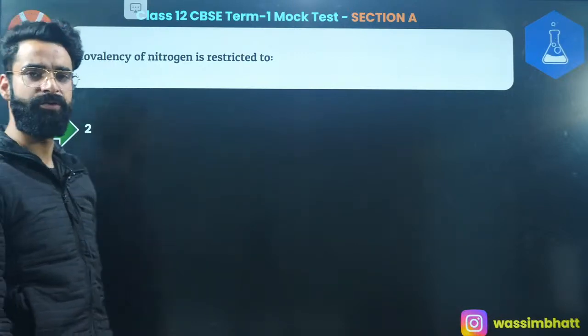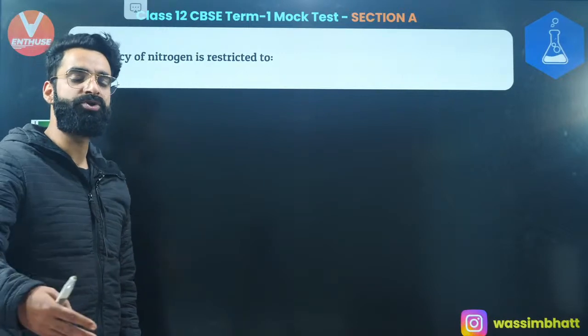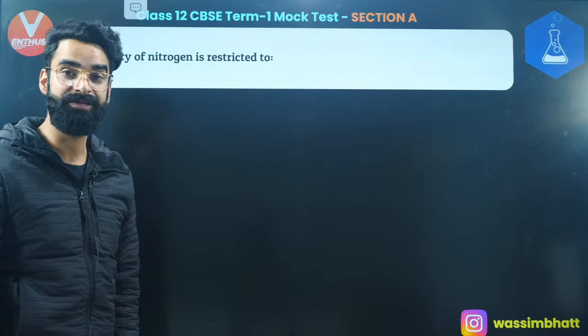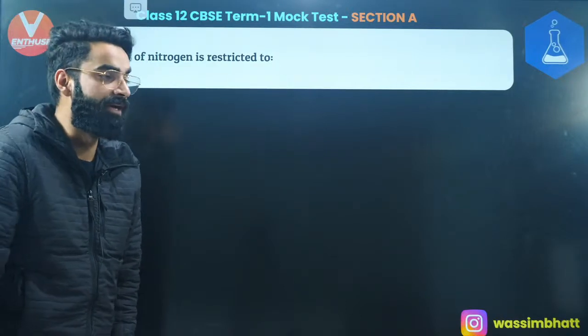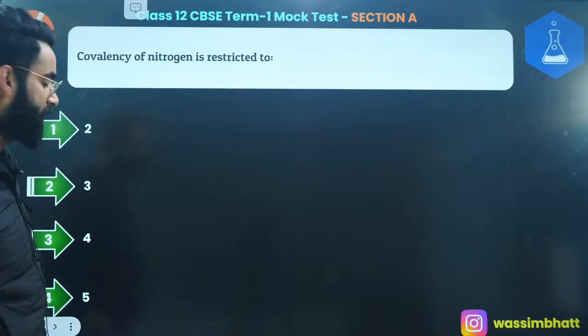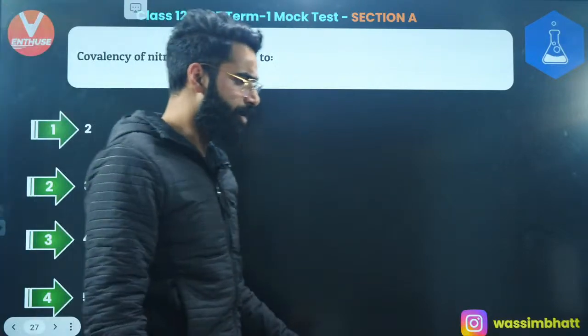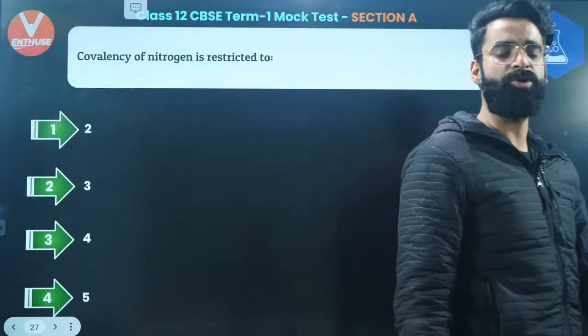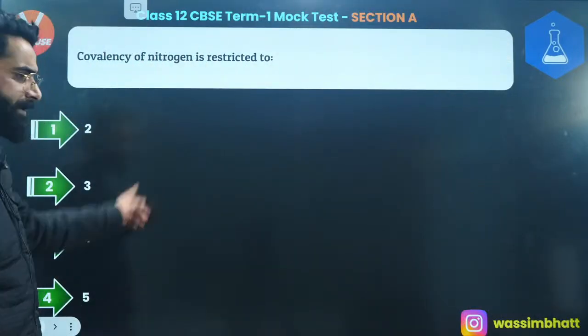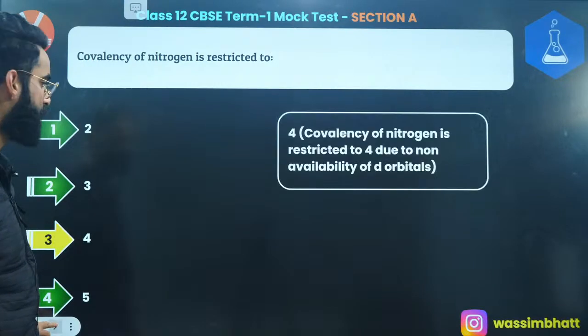Maximum covalency of nitrogen. Nitrogen cannot exceed its covalency beyond 4, because of the unavailability of d orbitals. I hope you know that, right? The maximum covalency of nitrogen is going to be 4. It cannot exceed its covalency beyond 4. Why is that? Because of the unavailability of d orbitals. So absolutely all of you are perfectly correct. It's going to be option C, which is 4.